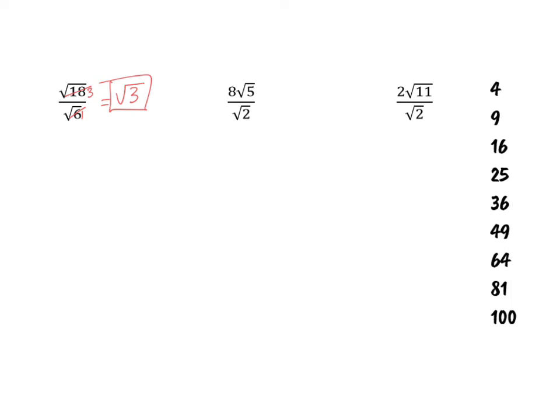All right, so on the next one, it looks like my root 5 and my root 2, that's not going to divide out. So why don't you go ahead and rationalize your denominator?